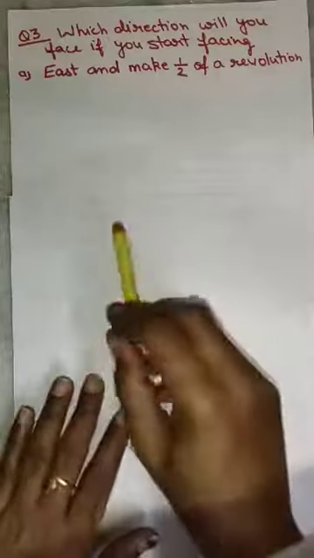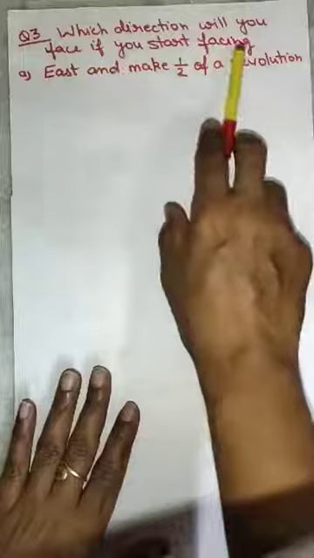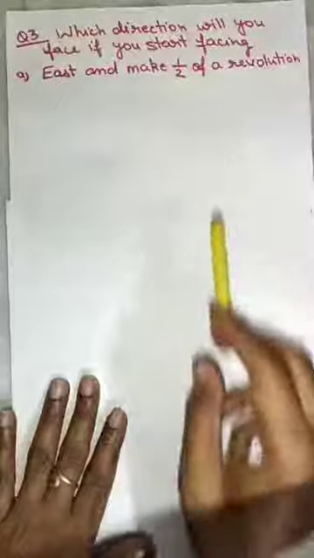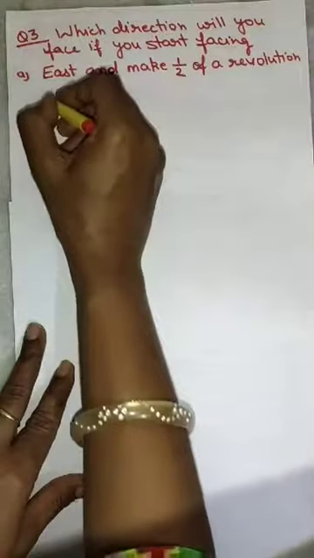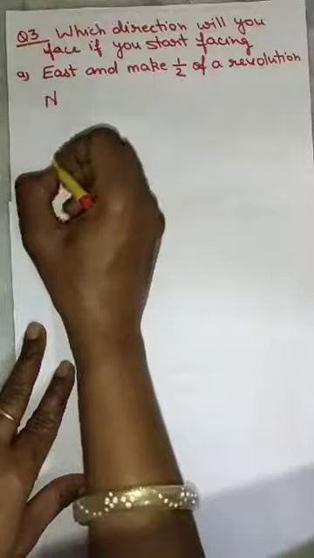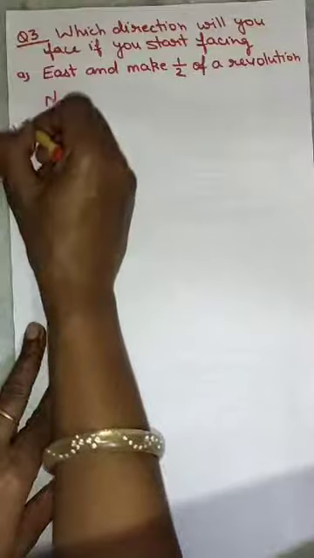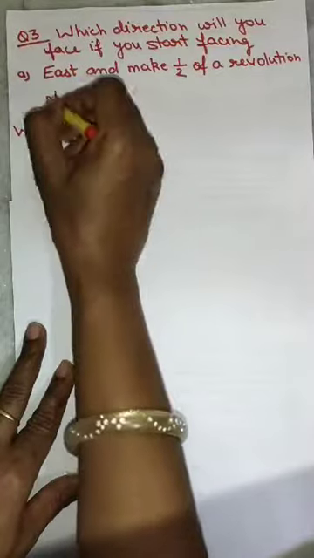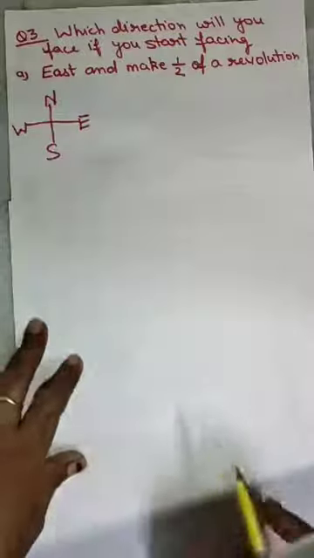Now see question number 3. Which direction will you face if you start facing east and make half of a revolution clockwise? This is the question of direction clock. But in this question also a fraction is given to us and we have to tell in which direction we will reach. This is our direction clock. North, opposite to north, south, west towards our left hand and east towards our right hand.